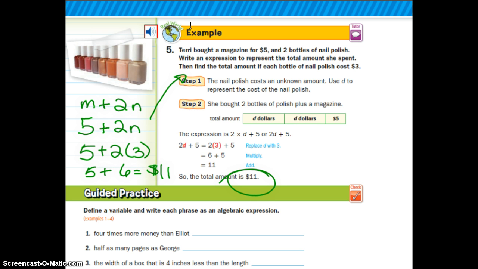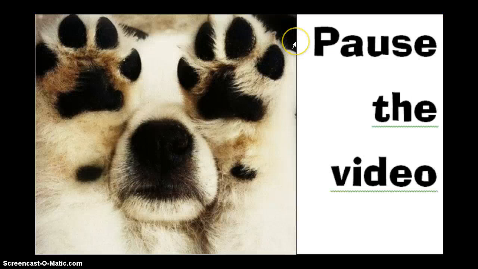And notice, again, I could write that 2n plus 5 or 5 plus 2n. And they used a D for dollars. I prefer to use a letter that's more descriptive of my variable. In this case, my variable is talking about nail polish, not the magazine. They both cost money, so I like to use the N instead of the D. Okay, it's time for you to do it. Pause the video.